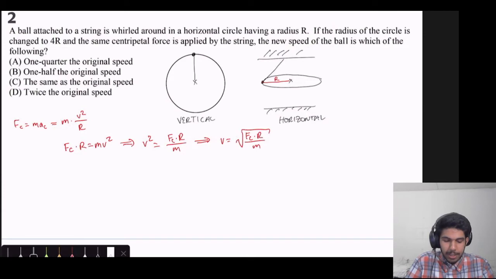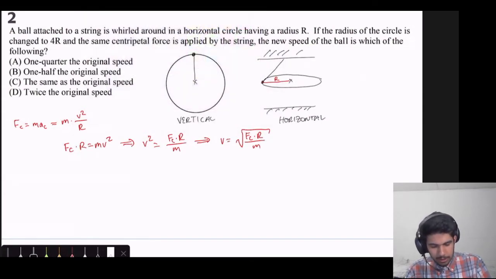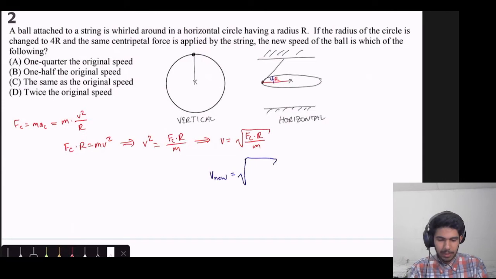We know that we're at a radius r, and, well, we don't really know what the centripetal force is, and we don't know what the mass is, but we can just leave it as an expression that initially the velocity of the ball is this. But then it gets changed to 4r. So let me use a different color here. So v new. Now we want to find the speed when this becomes 4r. Well, it's still the square root of something f, something r, something m, right?